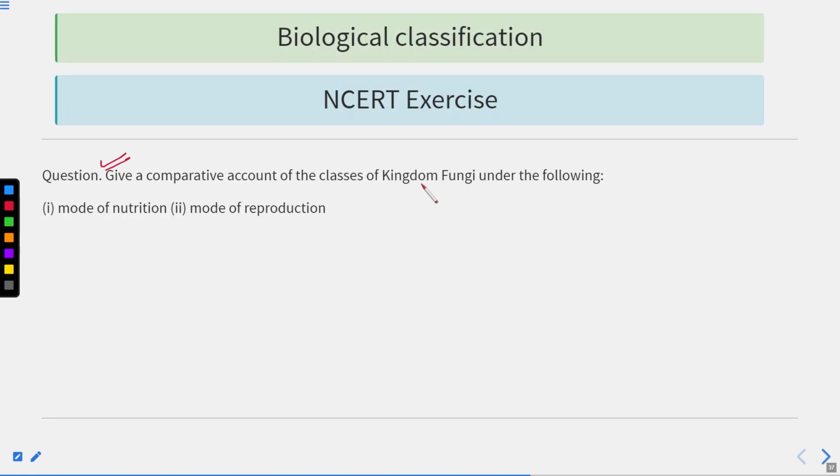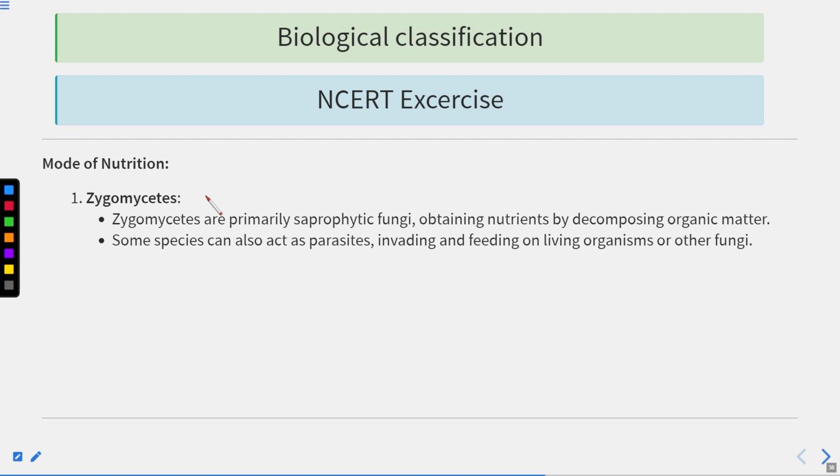Give a comparative account of the kingdom fungi classes under the following: mode of nutrition and mode of reproduction. So, according to the mode of nutrition, how is the fungal kingdom classified, and what are the classes? So, let us see the answer. If we talk about the mode of nutrition, the first one is the Zygomycetes.